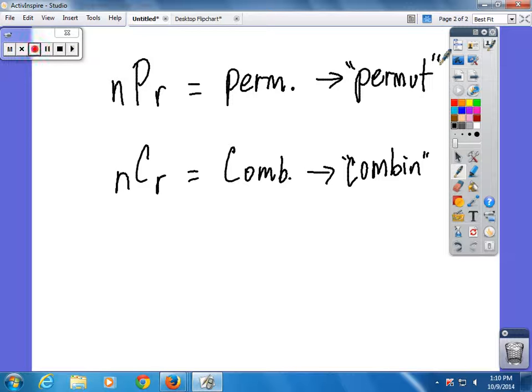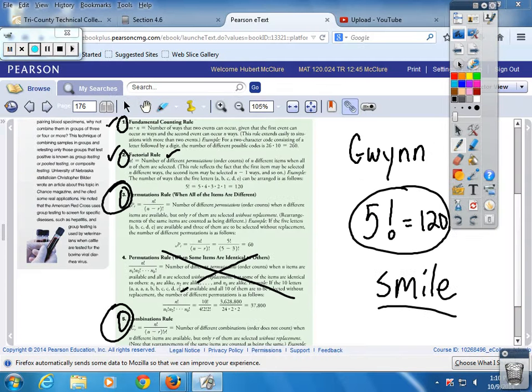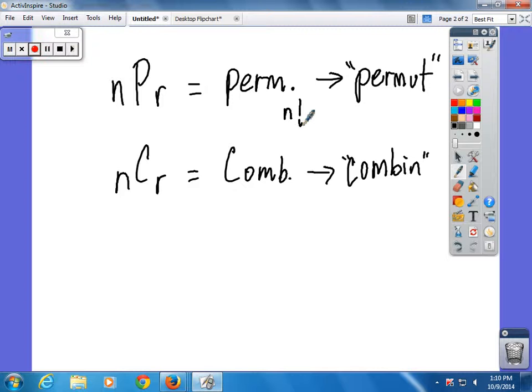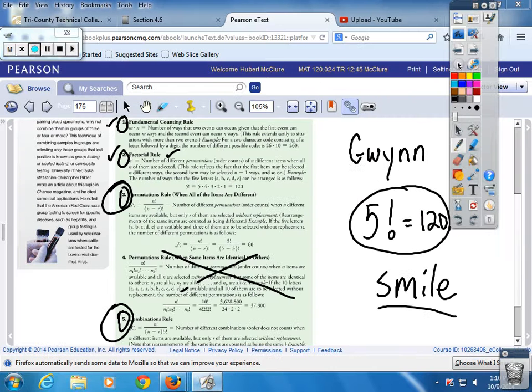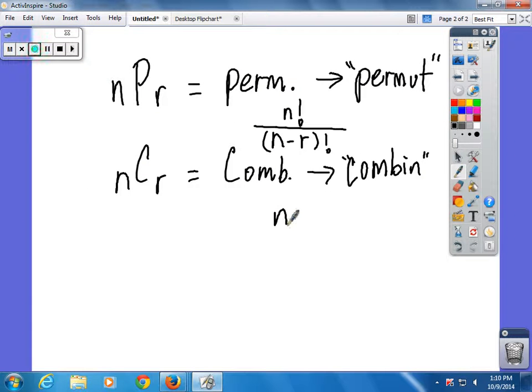So, what is the formula? Well, they're right here. Here's the first formula: N factorial over N minus R factorial. That's for permutation. And then your combination just has one more. It's just got an extra R factorial right here. That's the only difference between the two. So N factorial over N minus R factorial times R factorial.